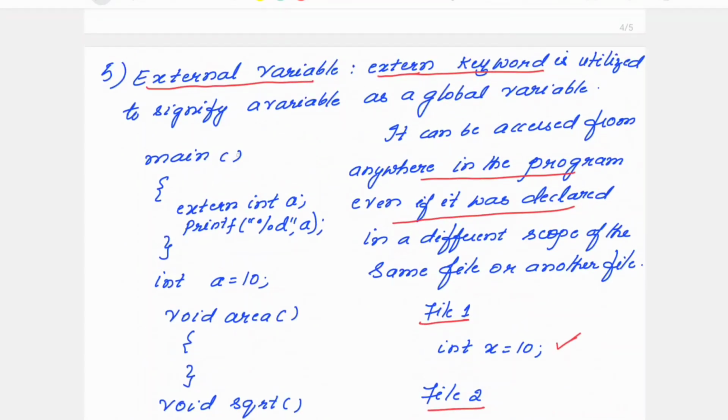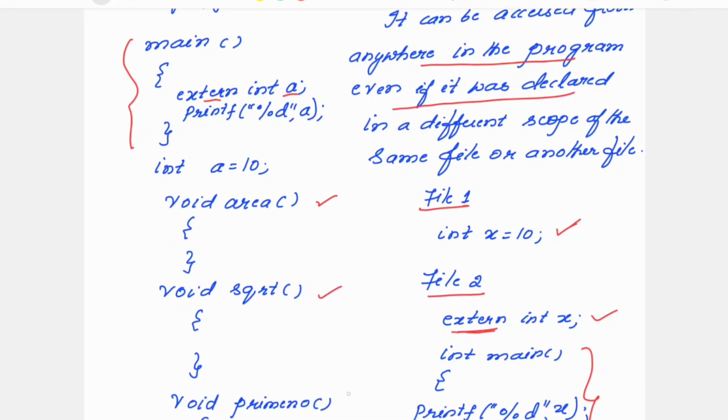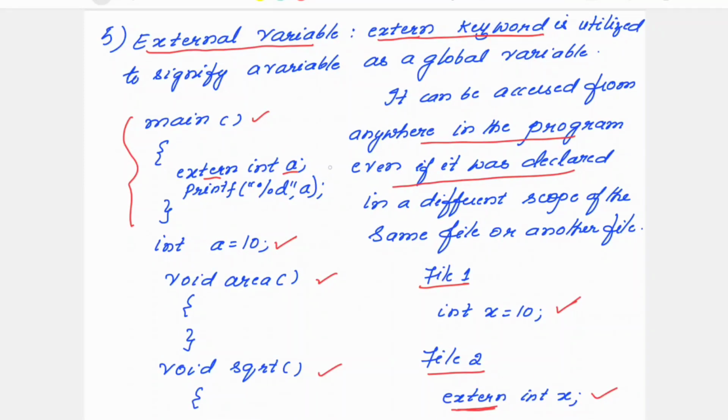One more example I have written here. In the main function I am using a variable a with the keyword extern. Outside the main there are three functions: area, square root and prime number. Outside the main, before the start of these functions, a variable a equal to 10 is initialized, but the printing of a is carried out in the main function. There is no initialization of a in the main function, but since you have used the keyword extern, when you try to print the value for a, you will get the 10 printed in the output.